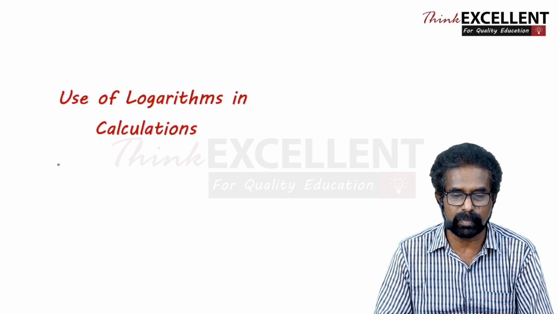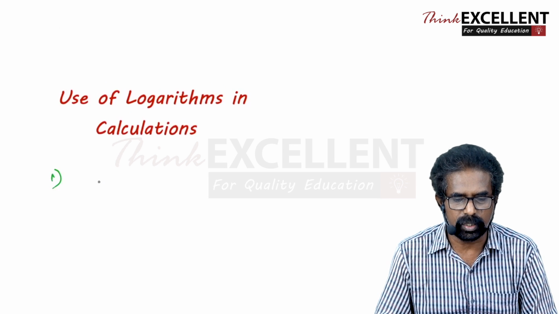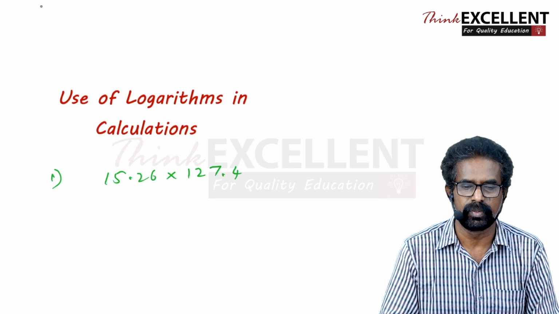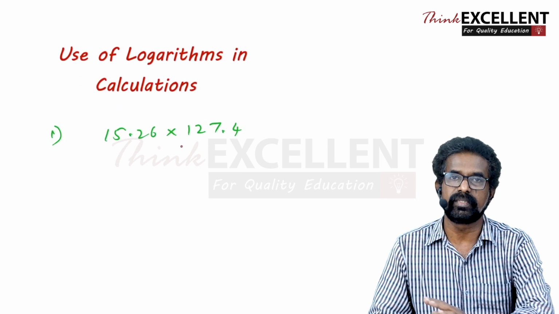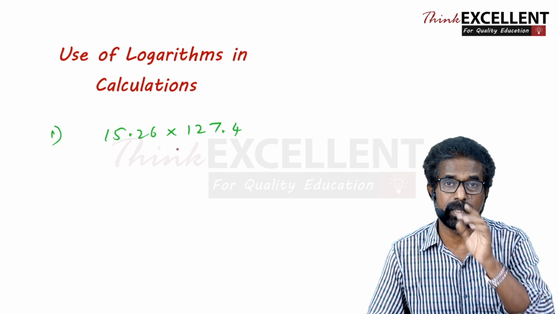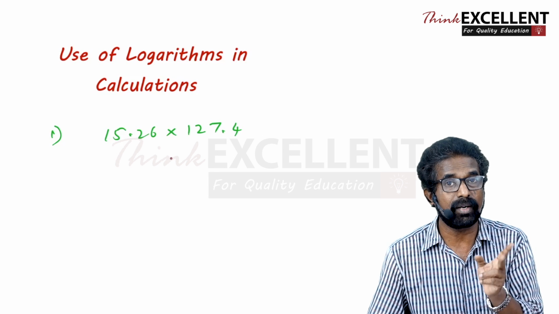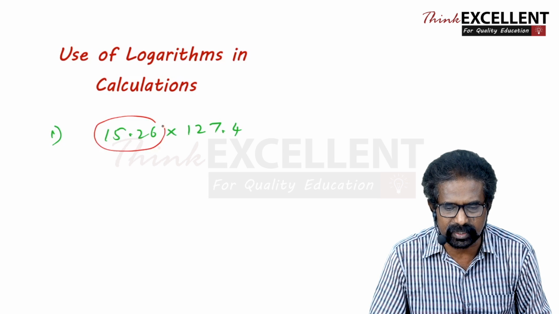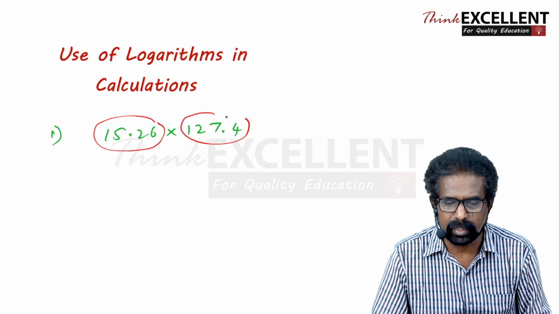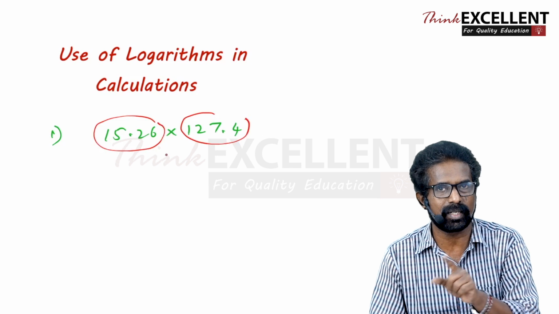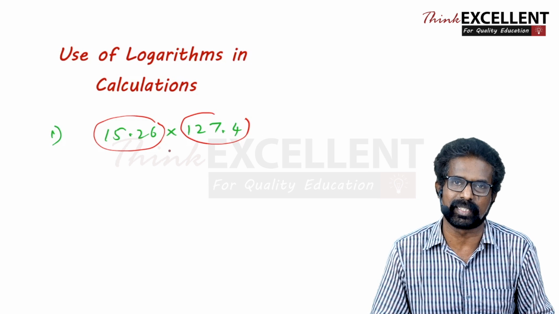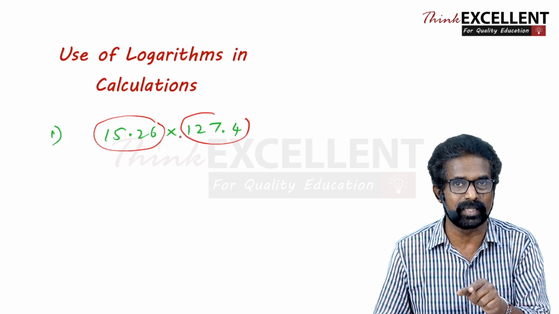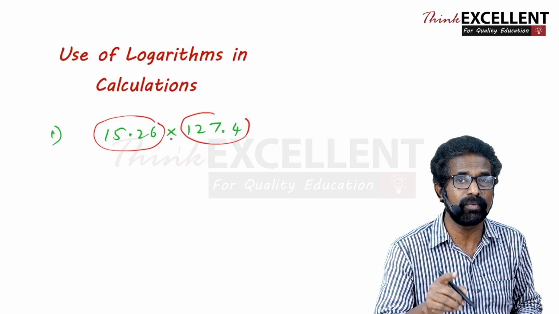First, I'm going to explain how to multiply. For example, I want to find 15.26 into 127.4. Listen, I want to find this calculation. I'm not going to do all the steps, I'm telling you how to find this product. Log of AB, you know, is log A plus log B, right? So the method is you find the logarithm of the first number, the logarithm of the second number, add them, then you take the antilog, that's all. Why are we adding? Because it is multiplication. If it is division, instead of addition you use subtraction.